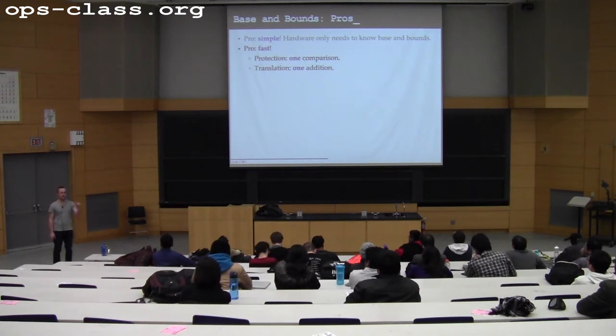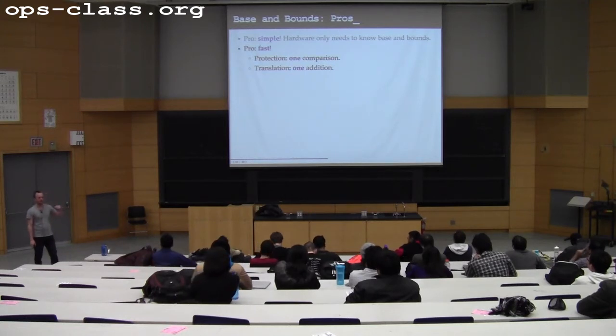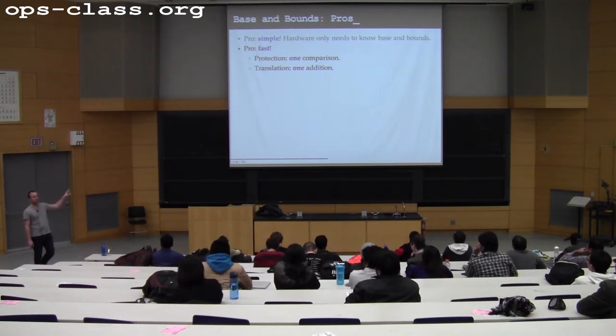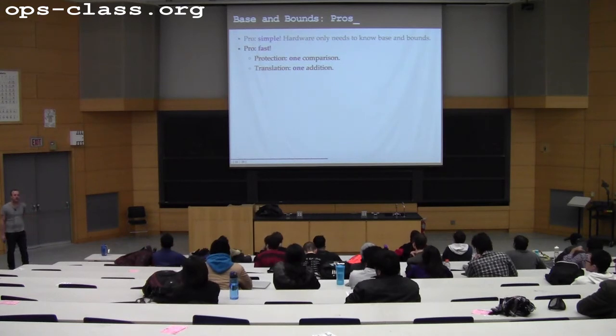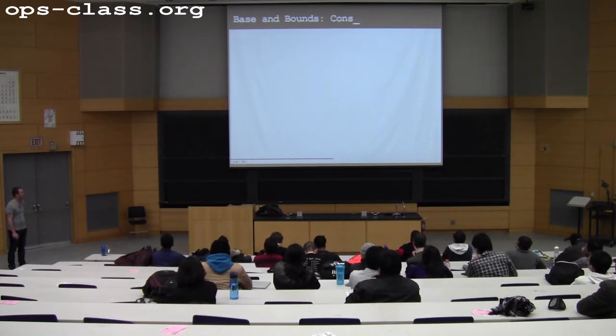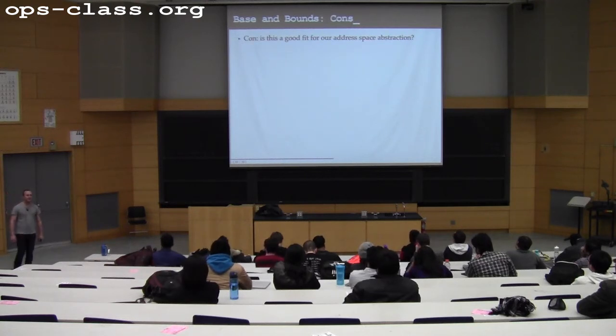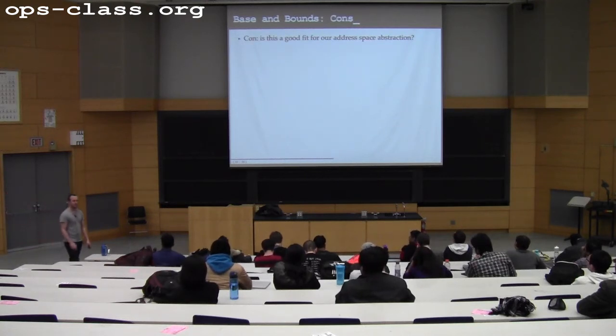It's also really fast to actually do the translation. Checking is just one comparison, and the translation itself is just an addition. You would implement this in hardware, but still the complexity is roughly related to the arithmetic operations I would have to do. So the biggest problem with this: is this a good fit for our address space abstraction? Yeah?